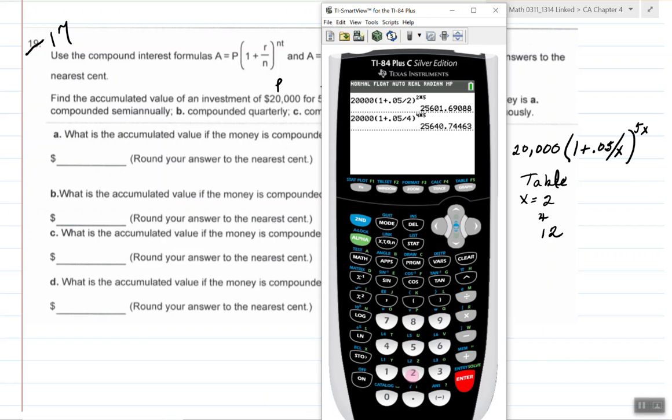Slightly more money. Now 20,000 times 1 plus 0.05 divided by, okay, when it's monthly, it's 12, close, raised to the 12 times 5, little bit more, and then the continuous compounding, so 20,000 second ln 0.05 times 5, interest rate times time, RT. And it is even more.